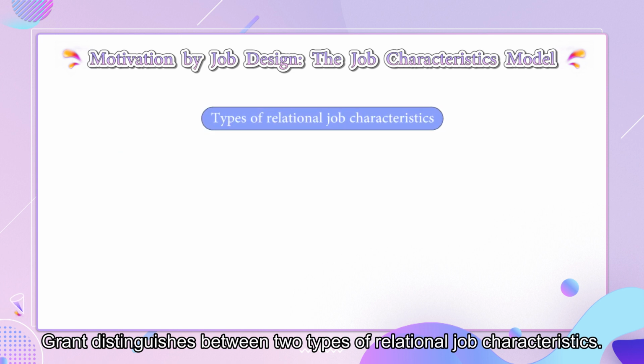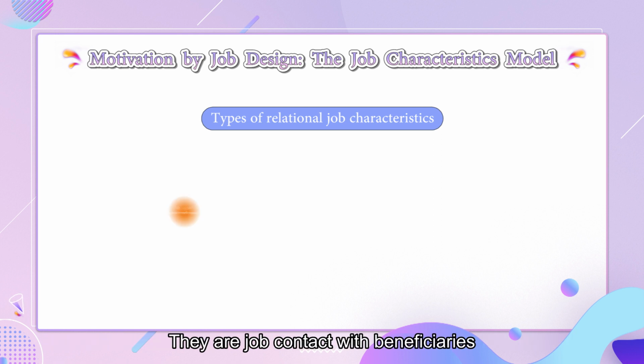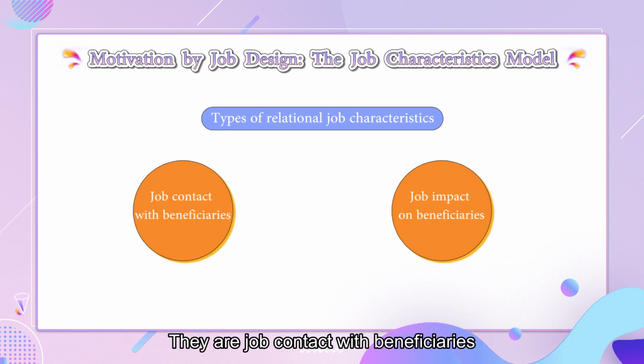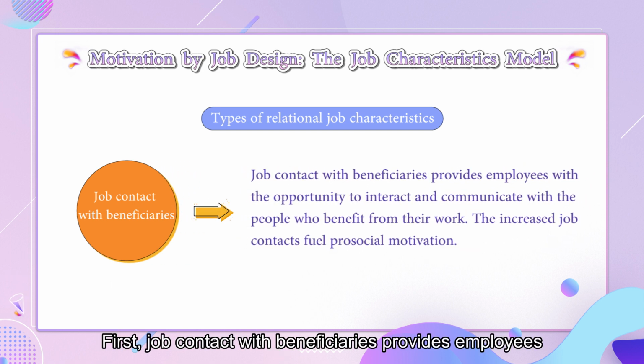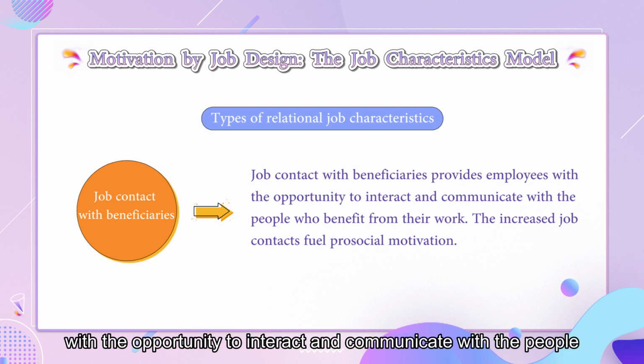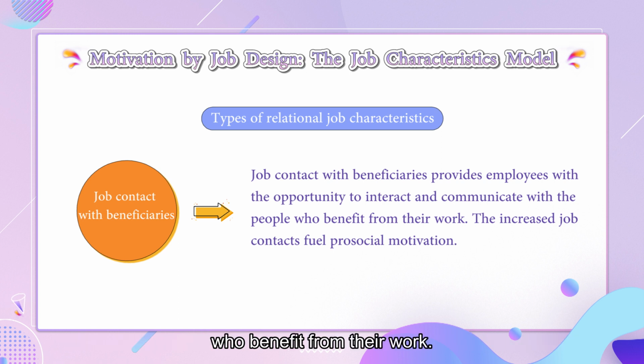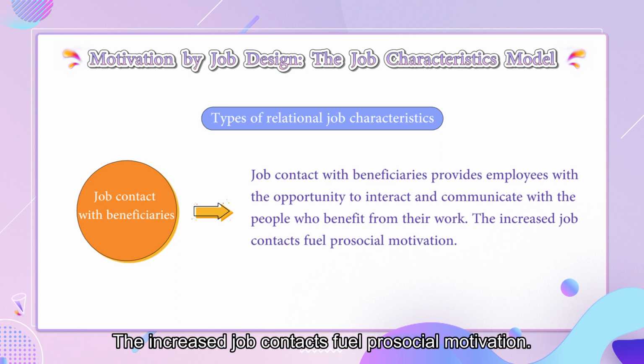Grant distinguishes between two types of relational job characteristics: job contact with beneficiaries and job impact on beneficiaries. First, job contact with beneficiaries provides employees with the opportunity to interact and communicate with the people who benefit from their work. The increased job contact fuels prosocial motivation.